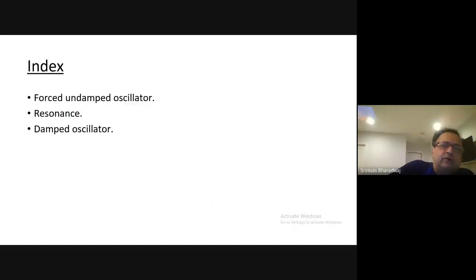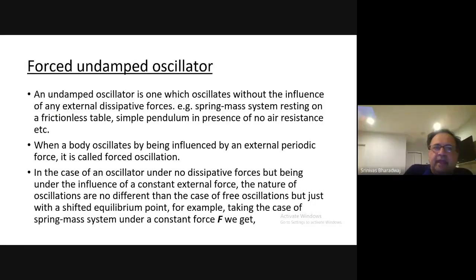So now we are going to discuss this next set of ideas dealing with damping. Okay. Now, a forced undamped oscillator. See, an undamped oscillator is one which oscillates without the influence of external forces. Okay. So now it's a spring mass system on a frictionless table. It'll just keep swinging all the time forever. Okay. Now, it is undamped because it happens forever.